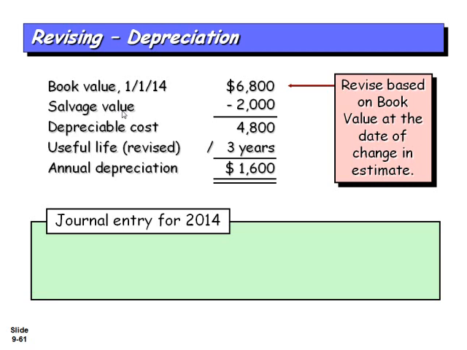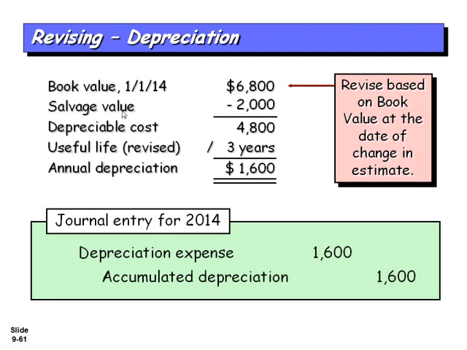So you can see that by making the life of the asset longer than originally planned, you're going to take a lower expense on this asset. And that would be your journal entry going forward for straight line for the next 3 years.